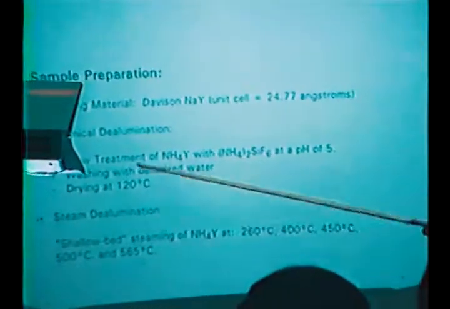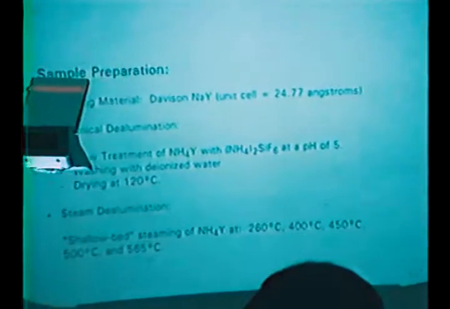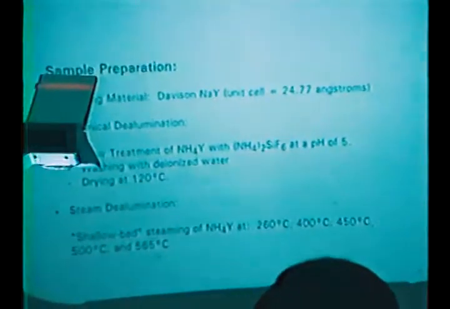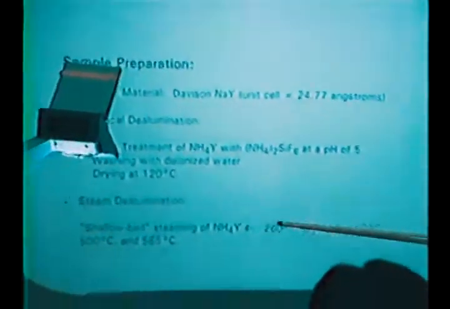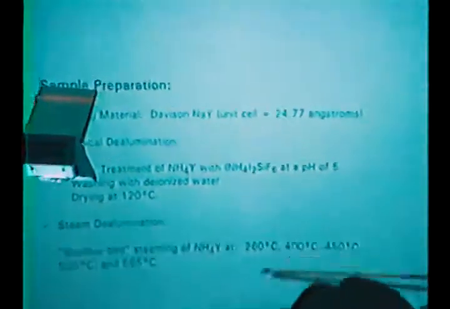And then washing and drying, which is repeated. The steam dealumination was very standard, shallow bed type, and we did 1 hour steamings at 260 degrees, 400, and all the way ranging to 565 degrees C, generating the whole range of dealuminated zeolite.